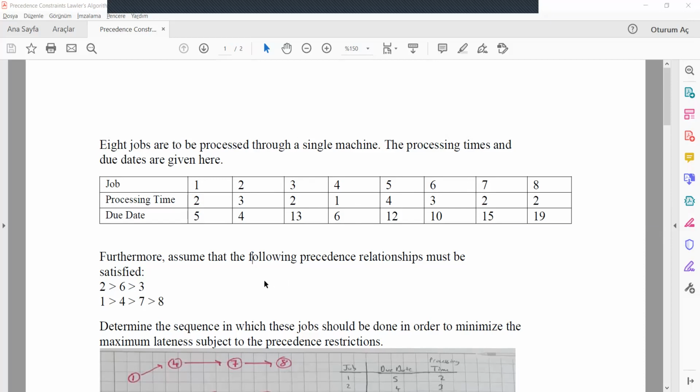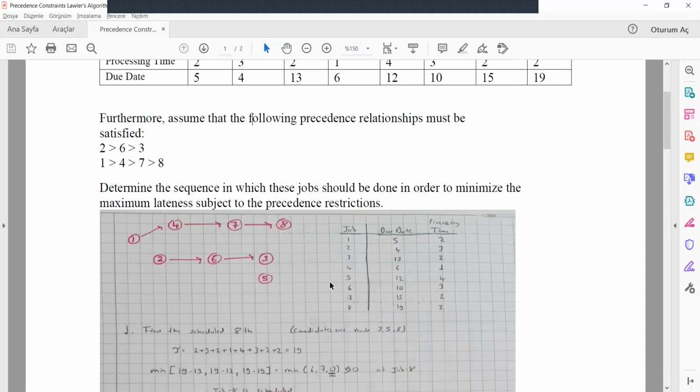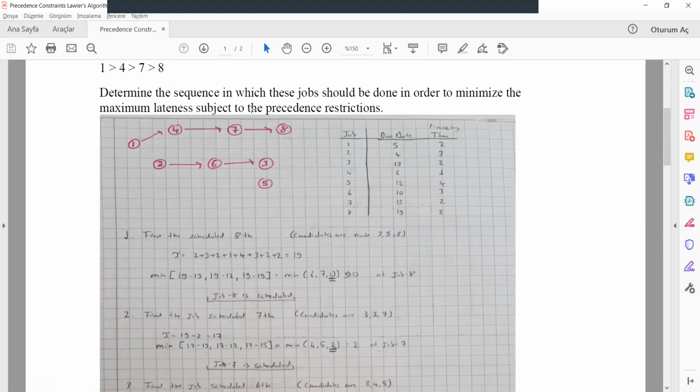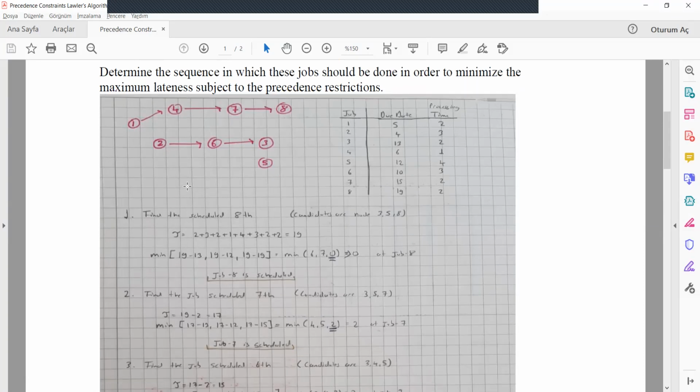Furthermore, assume that the following precedence relationship between the jobs must be satisfied, and it should be like this. Determine the sequence in which these jobs should be done in order to minimize the maximum latency subject to the precedence restriction. The network of each job should be like this. Firstly, we need to find the job scheduled 8th. Our candidates are the third, fifth, and 8th job.